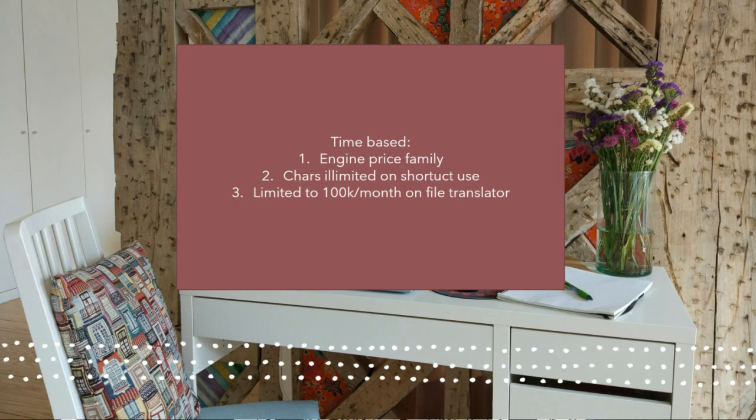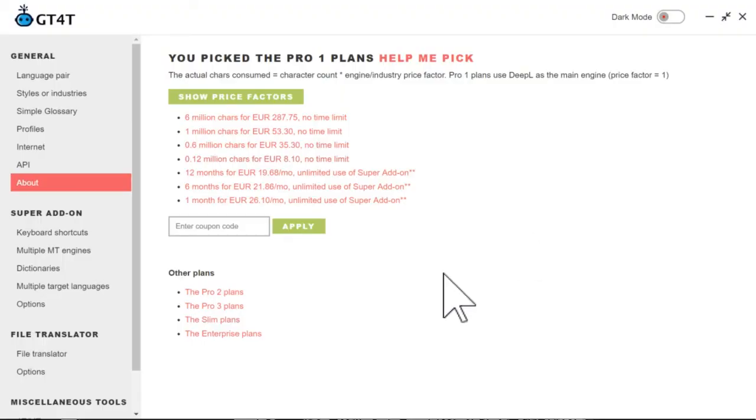Okay, so you can use as many characters as you want when you're using the shortcut, but on the file translator you have a limit to keep it like a fair use at 100,000 characters per month to translate files just on the file translator alone. So in GT4T, that's the ones that you can see here: 12 months, 6 months, 1 month. And here again, they are by tiers.